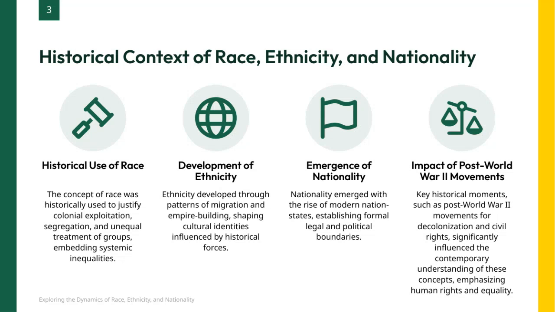When we look at the historical context of race, ethnicity, and nationality, it's important to understand how these concepts developed and shaped societies. Historically, the idea of race was often used to justify colonial exploitation and segregation, creating systemic inequalities that still affect us today. Ethnicity, on the other hand, evolved through migration patterns and empire building, influencing cultural identities that are deeply tied to historical events.